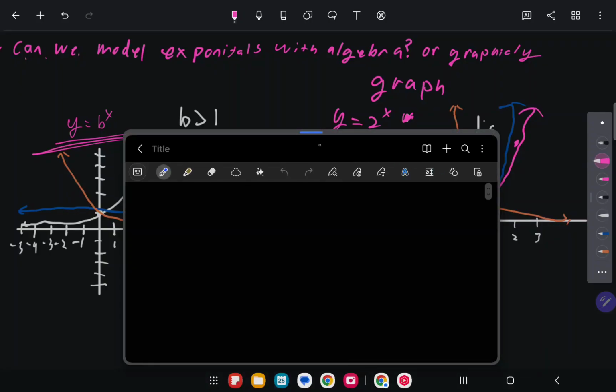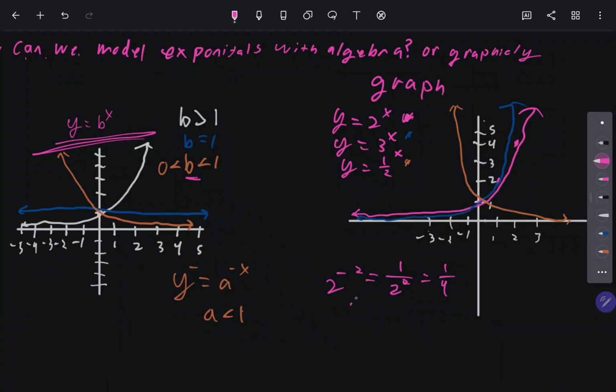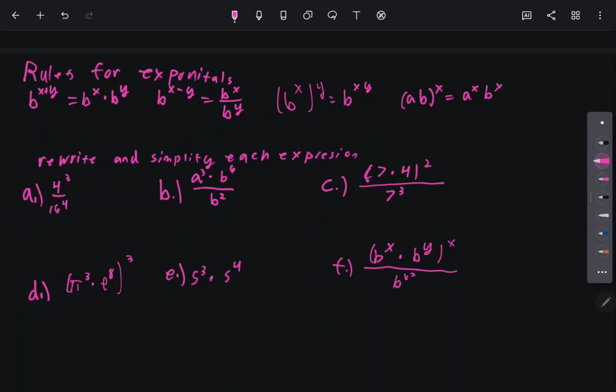And a more generalized form of this, and of course this thing is opened up again, have to get rid of it, is that 1 over a to the power of x is equal to a to the -x. And this is just one of our properties of exponents. Let's work with some rules for exponentials.